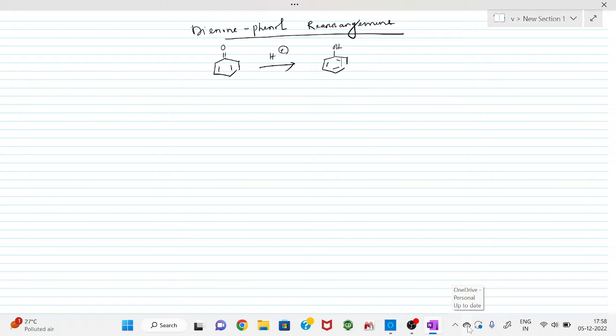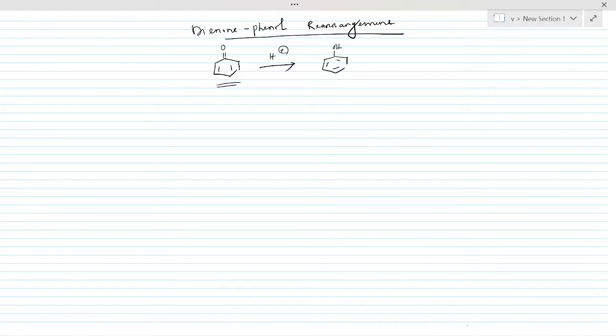Dienone-Phenol rearrangement. So this is the general structure of dienone, that is, it contains two double bonds and a carbonyl group. So dienone. This is the general structure of dienone, and in presence of acid it is converted to phenol. Okay, so what is the mechanism?